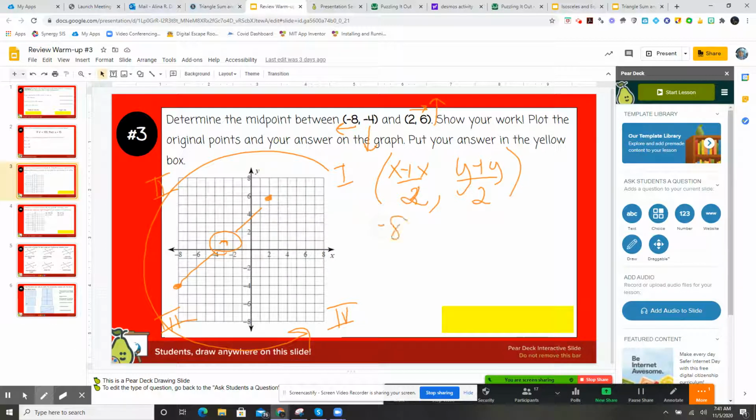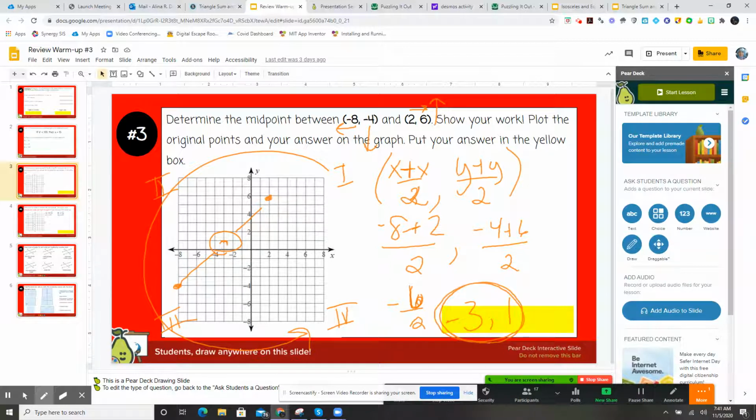So negative 8 minus 2 divided by 2 is going to be negative 10 divided by 2, which, oh, wait, nope, that's not right. That's a plus 2, because that's a plus 2. So that's 6 and a negative 3. And then your y's, negative 4 and 6, negative 4 plus 6 divided by 2. Negative 4 plus 6 is positive 2. 2 divided by 2 is positive 1.